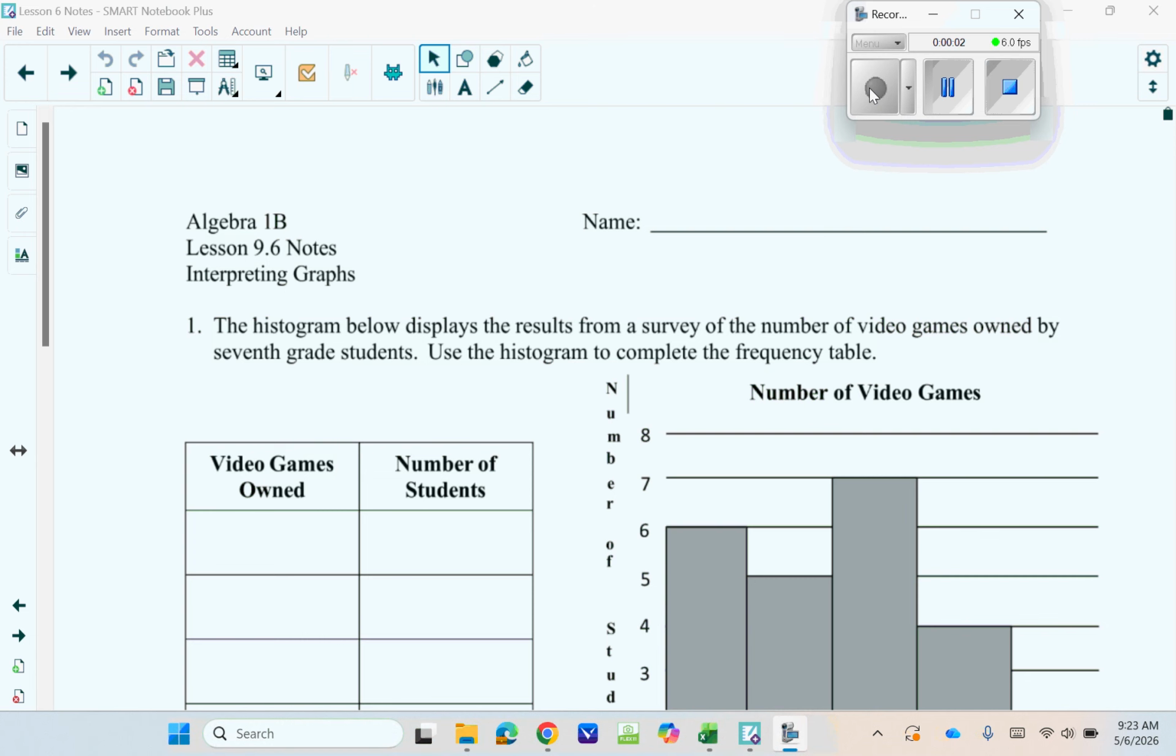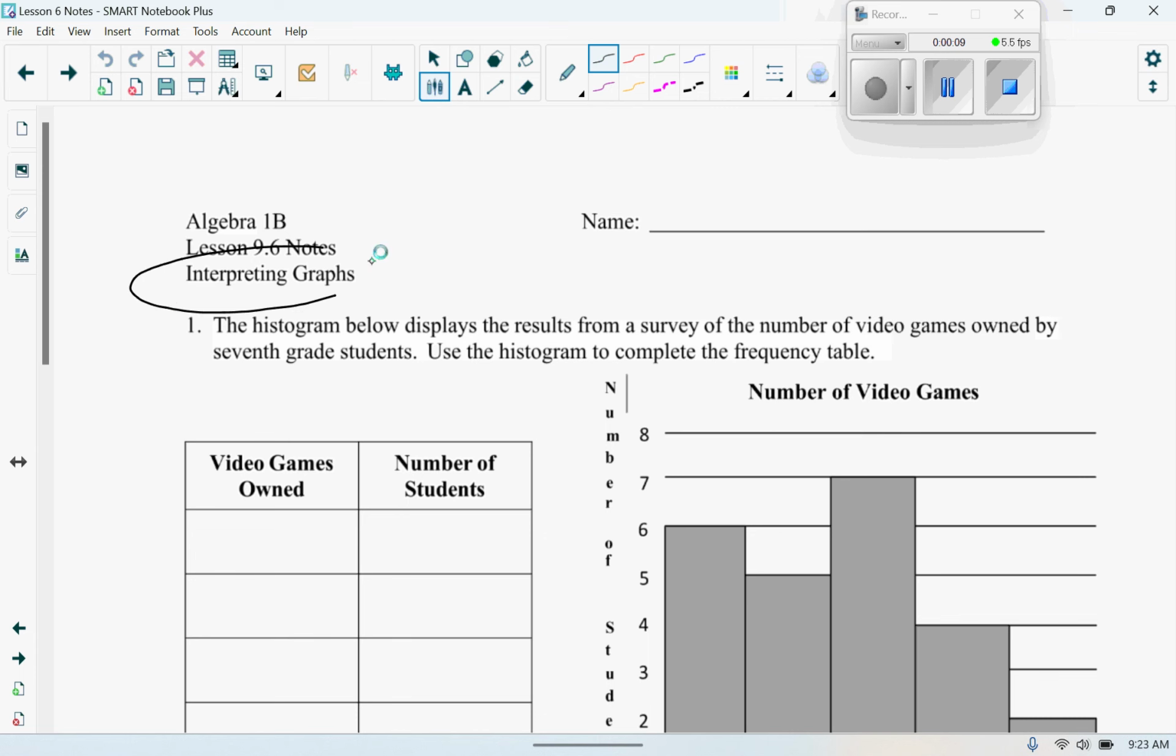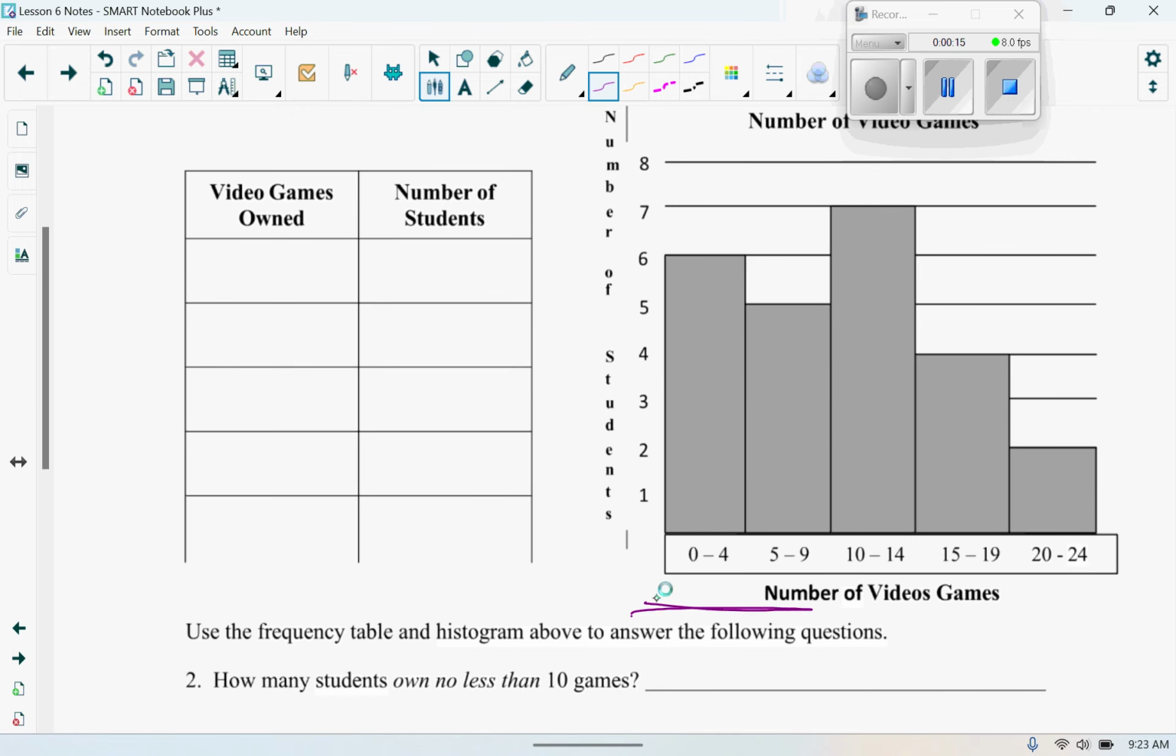Hey guys, welcome to lesson 9.6, where we're just going to be focusing on interpreting graphs. So this on the right is called a histogram. If I wanted to interpret this into a table, I would list the numbers or categories at the bottom.